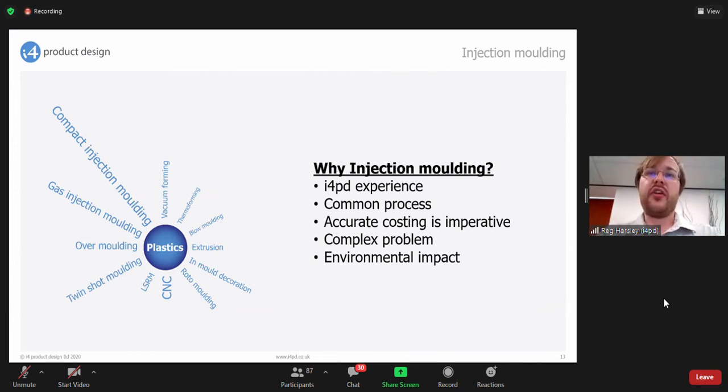It's a common process, particularly for volume manufacturing, and for volume manufacturing, we need to get an accurate costing. A slight variation in product cost, when you multiply that by tens of thousands or hundreds of thousands, starts to seriously impact your forecasting. So it's really important to get accurate costs. It's also a very complex problem. There's a lot that goes into costing these things, and it's still not really a fully solved problem yet, at least anyway.